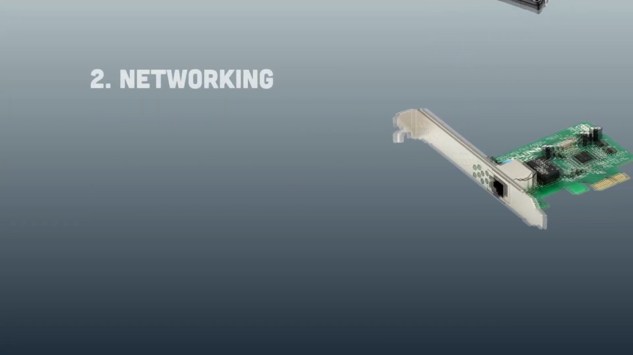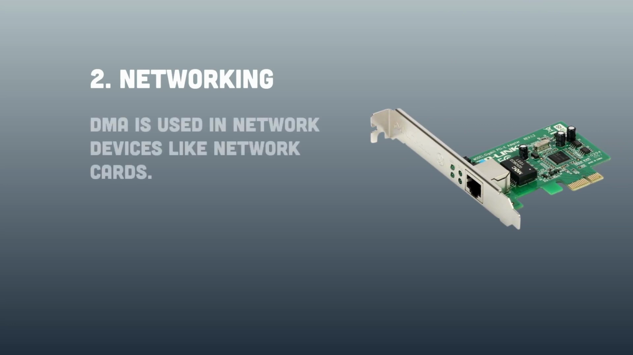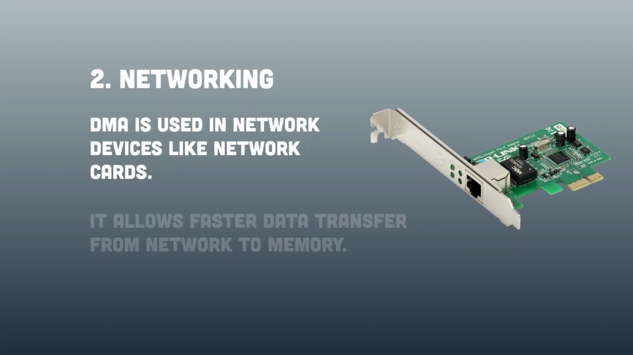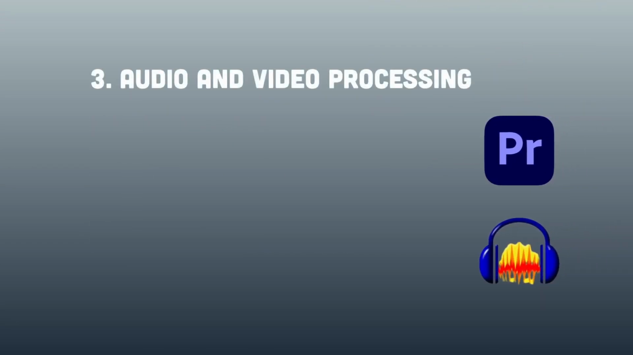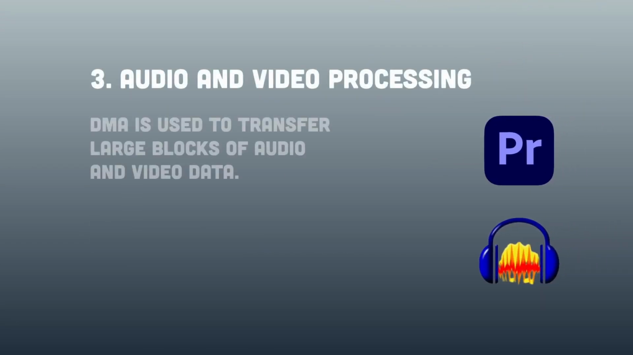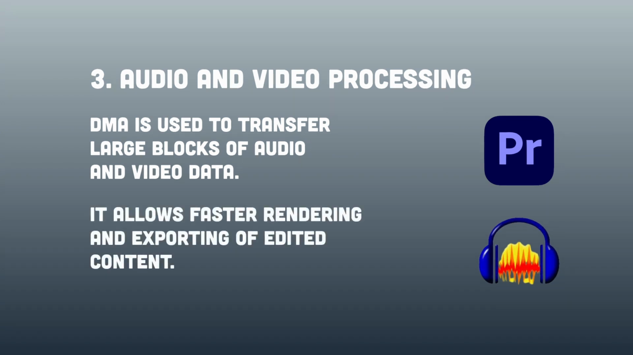Second, networking. DMA is used in networking devices such as network interface cards to transfer data between the network and memory. This allows for faster transfer of data and reduces the CPU overhead, improving overall networking performance. The third point would be audio and video processing. DMA is used in audio and video processing applications to transfer large blocks of data, such as video frames or audio samples, between the device and memory. This allows for faster processing and reduces the CPU overhead, improving overall system performance and efficiency.